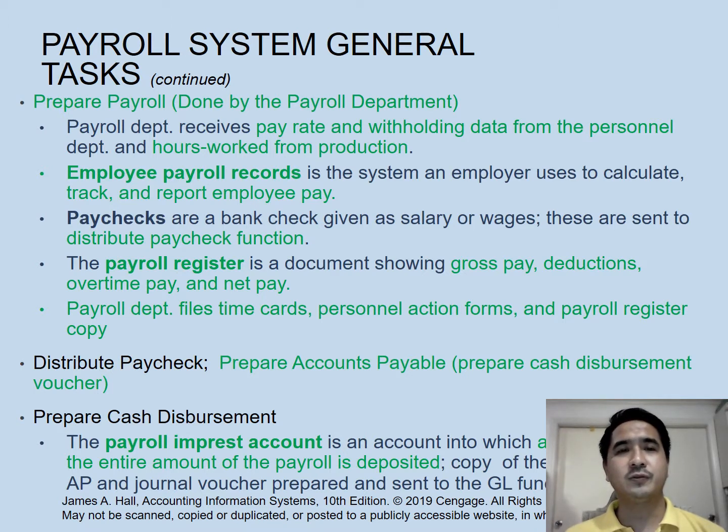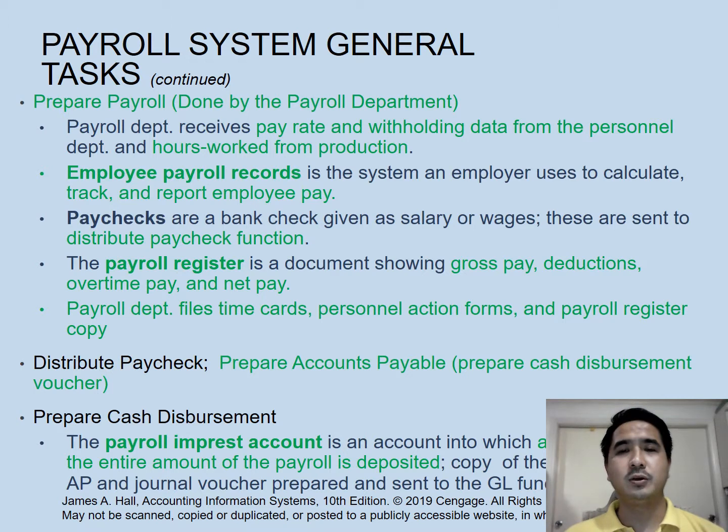As for the employee payroll record, it's mentioned here that it's a system used to calculate, track, and report employee pay. Basically, these payroll records contain the records for each employee. Two most important information are the total hours worked to date and total salaries to date. This is the basis actually of the preparation of the annual ITR. Okay. And the payroll register, this shows the gross pay, deductions, overtime, and net pay of all employees, per each employee.